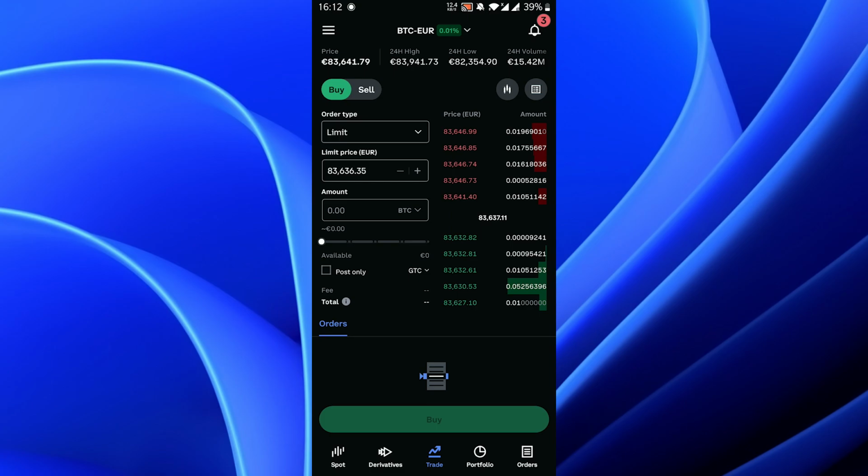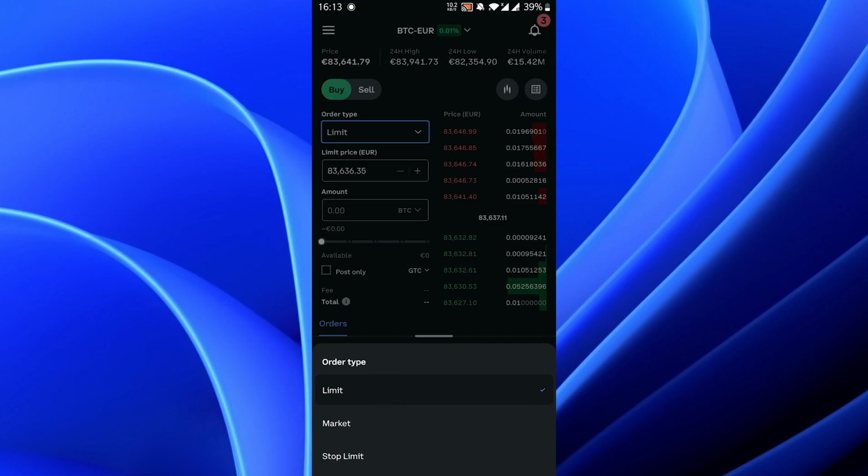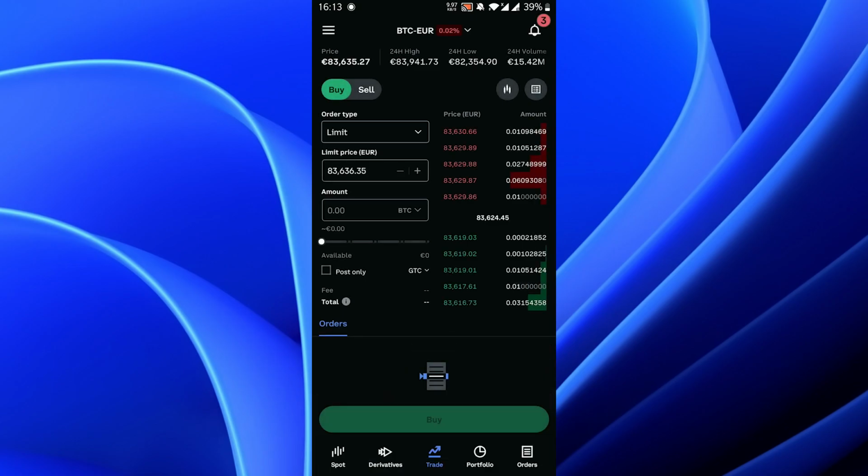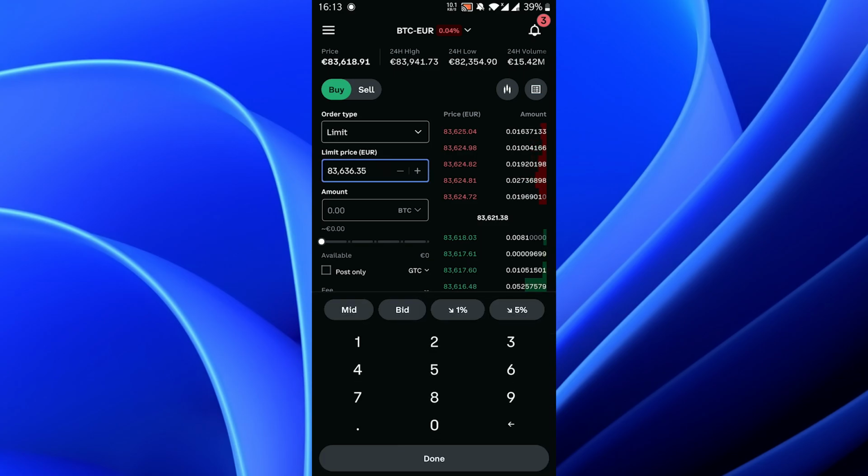And once you're here, the first thing you need to choose is the order type. So you have mainly two types of order, limit and market. Limit means let's buy this cryptocurrency at this specific price. So for example, right now the price of Bitcoin is 83,623 euros. Let's say I want to buy Bitcoin at 83,000 euros. So I'll write here 83,000.